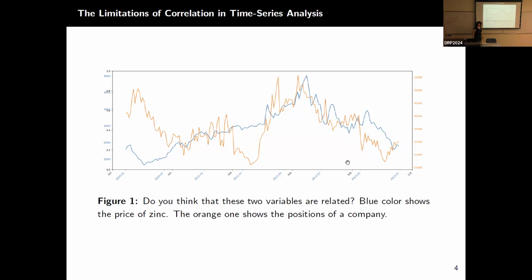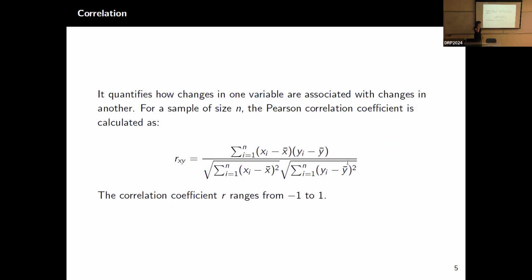Okay, so there's a question. Do you think that these two variables are related? Well, of course they are, but how can we calculate these types of relationships? I am well aware of the fact that the correlation coefficient is a widely used method to understand relationships. The correlation coefficient quantifies how changes in one variable are associated with changes in another variable. For the n sample size, the Pearson correlation coefficient is calculated like this. These are the means of x, means of y, and this is the standard deviation of x and standard deviation of y. And the correlation coefficient ranges from -1 to 1.